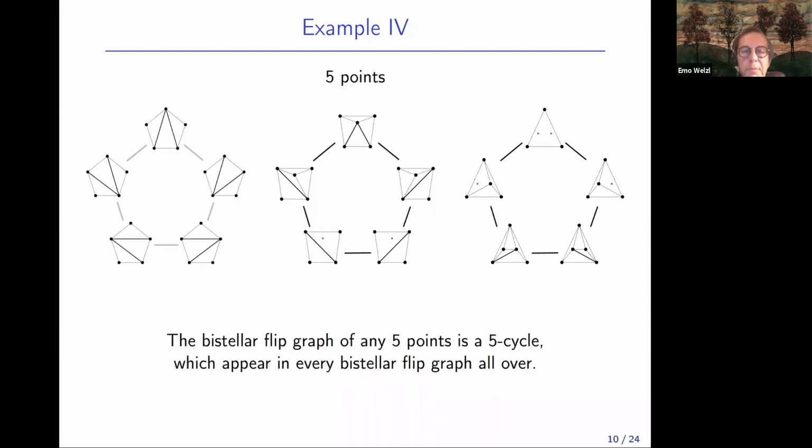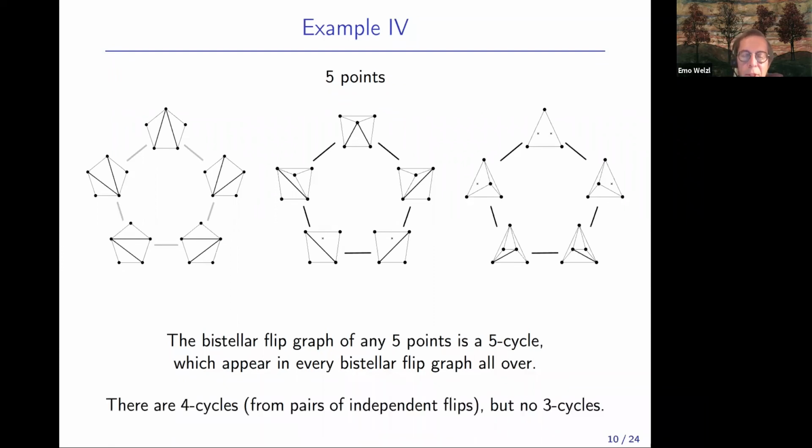And these 5-cycles therefore appear in every bistellar flip graph all over. So whenever you take 5 points and you look at the convex hull and you skip every other point which is in this convex hull, and you take a triangulation of the outside of these 5 points, then in the inside you can start flipping in this 5-cycle.